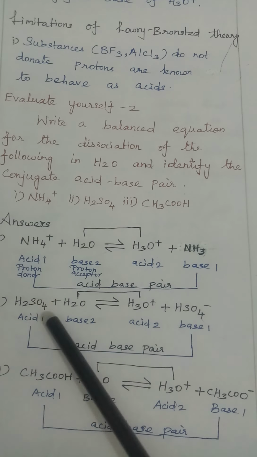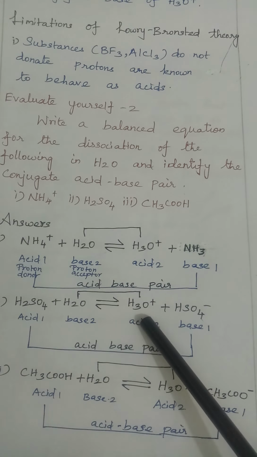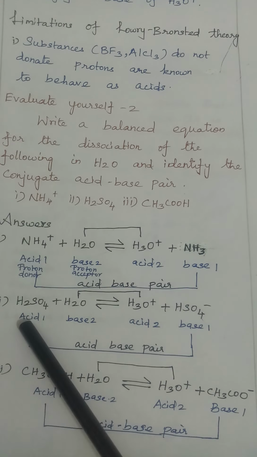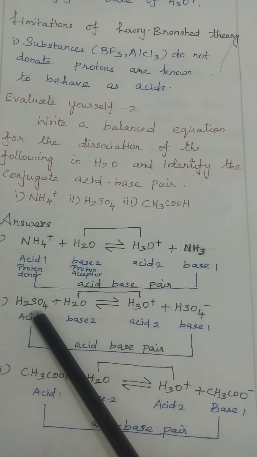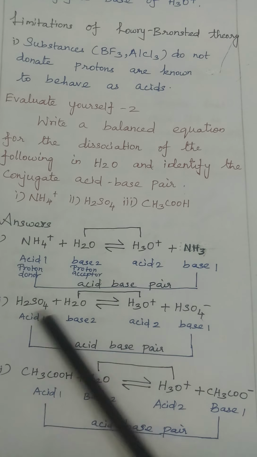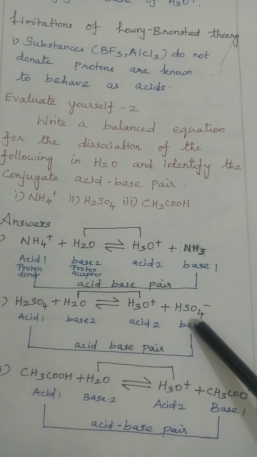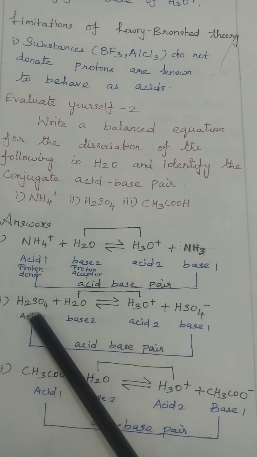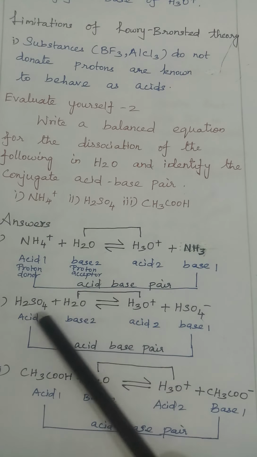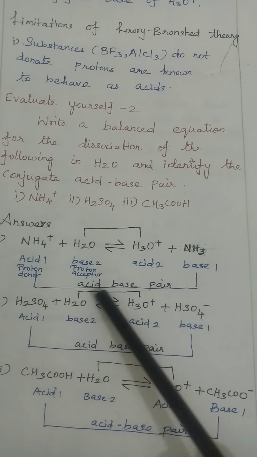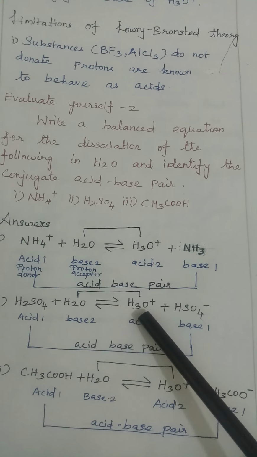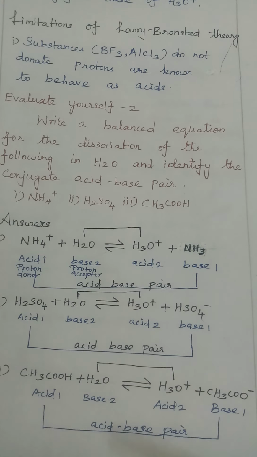The next one, sulfuric acid dissolves in water to form H3O plus and HSO4 minus. So H2SO4 acts as acid. Acid means it donates the proton to H2O and becomes HSO4 minus. So H2SO4 and HSO4 minus act as a conjugate acid base pair. H2O accepts a proton and becomes H3O plus. So H2O and H3O plus act as a conjugate acid base pair.